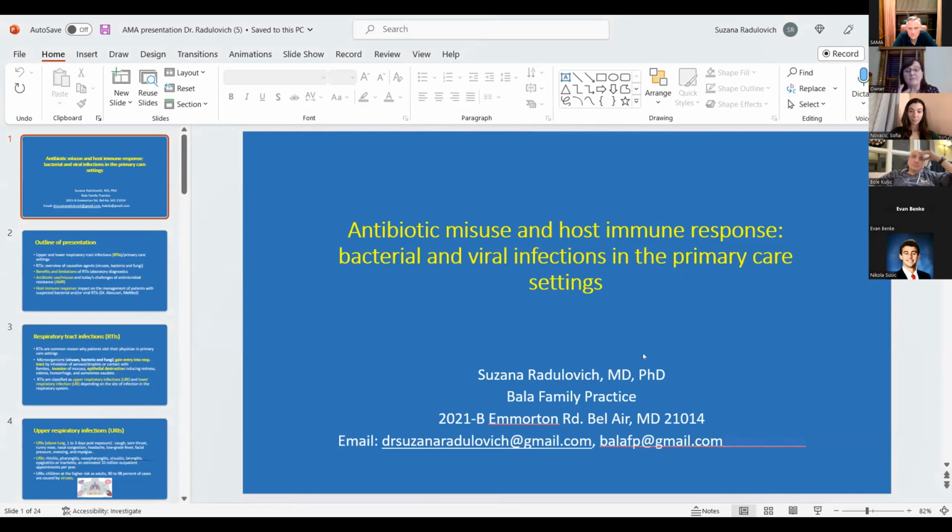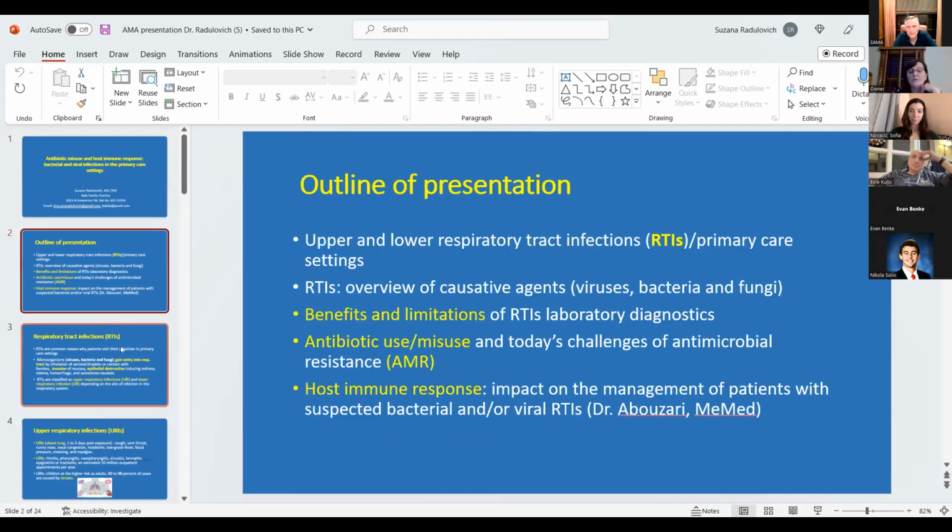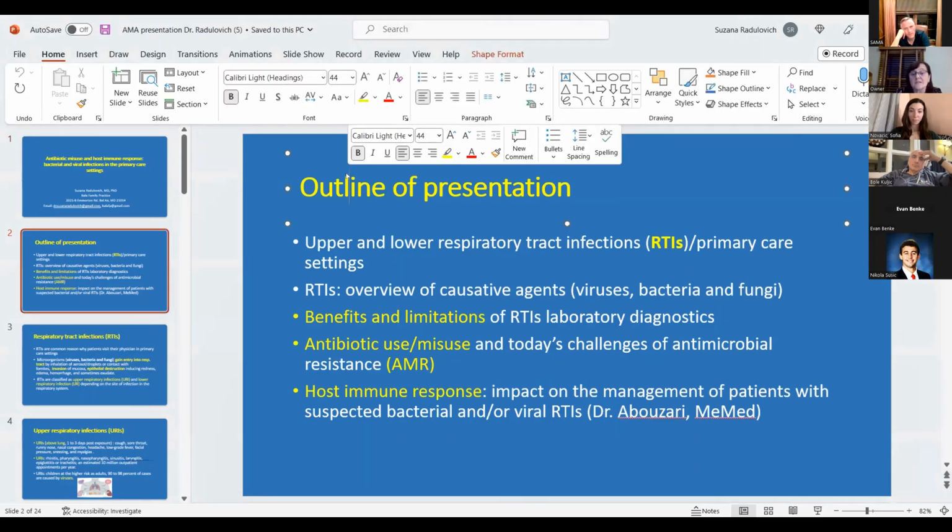This is a refreshment of what you're supposed to know if you work in an outpatient setting, primary care setting, or urgent care, dealing with respiratory tract infection. So this is the outline of the presentation. I'm going to remind you about all of the RTIs. I will go briefly over the agents that cause RTIs in adults, such as viruses, bacteria, and fungi.